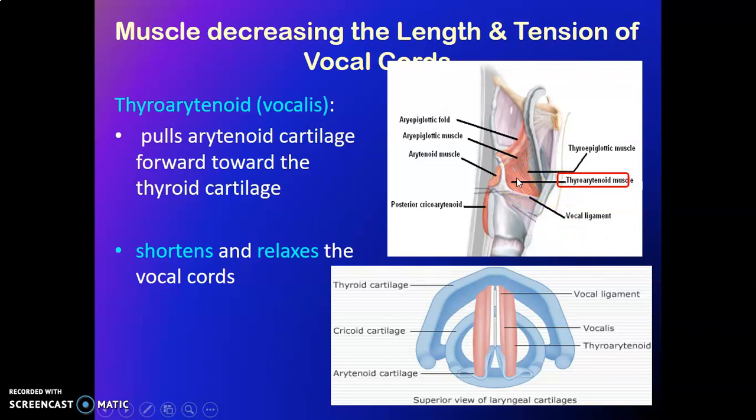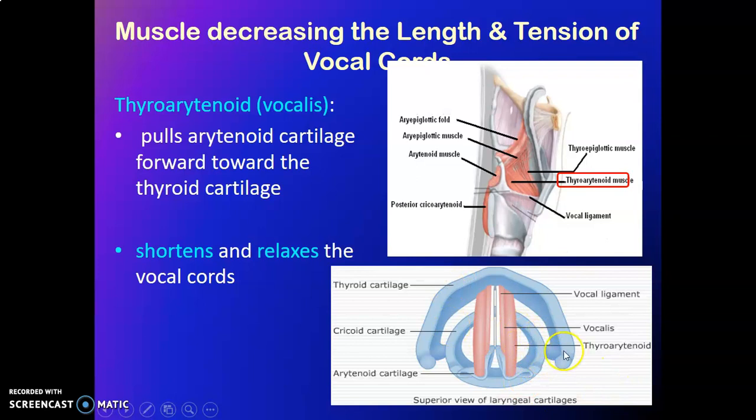So what happens? It pulls the arytenoid cartilage forwards. So if it contracts, it pulls the cartilage forward towards the thyroid cartilage. And what happens? You tend to shorten and relax the vocal cord. So this is the vocal cord. So if you pull this way, you pull forward, you shorten and relax the vocal cord. But cricothyroid was causing the pull in the other direction to lengthen and tighten the cord. But thyroarytenoid pulls the arytenoid cartilage towards the thyroid cartilage. That way, you shorten and relax this vocal cord.